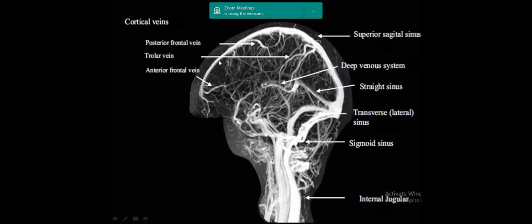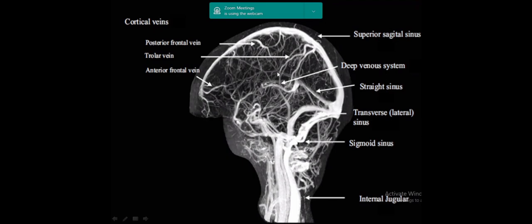So we can see the sickle shape of the superior sagittal sinus. Mainly we can also see the Trolard vein draining into the superior sagittal system, and also superficial veins. It starts from the crista galli and ends at the torcula Herophili, also known as the confluence of sinuses.